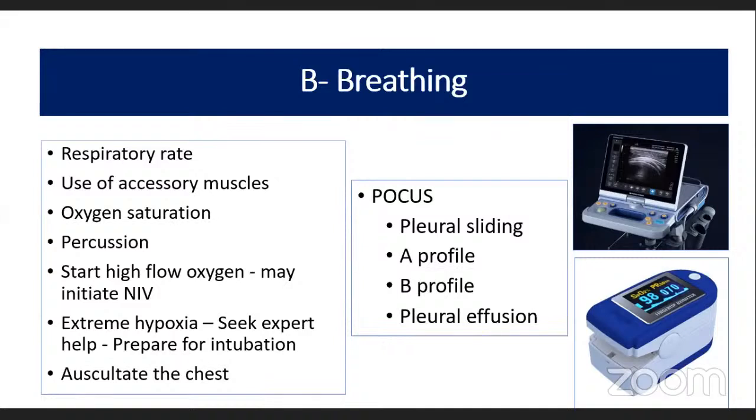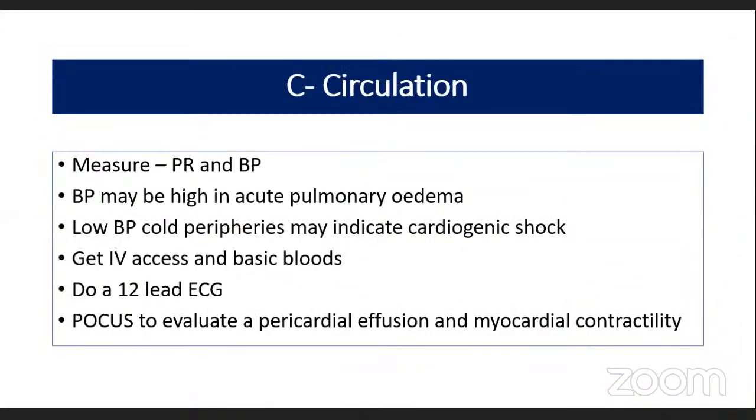Okay. I'll summarize. We have done the airway assessment and then the breathing assessment. Breathing assessment mainly looks for whether the patient has respiratory distress. You can adjunct it by getting a saturation probe and the focused scan, that is, a point of care ultrasound scan. Then we go into circulation.